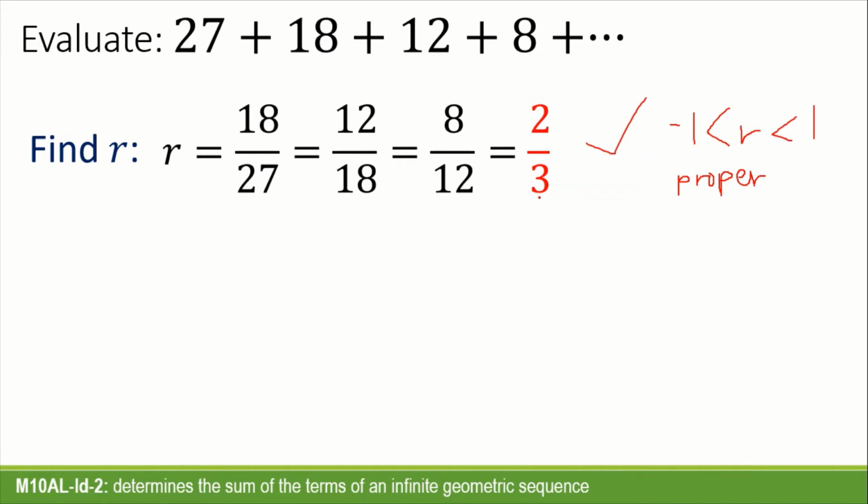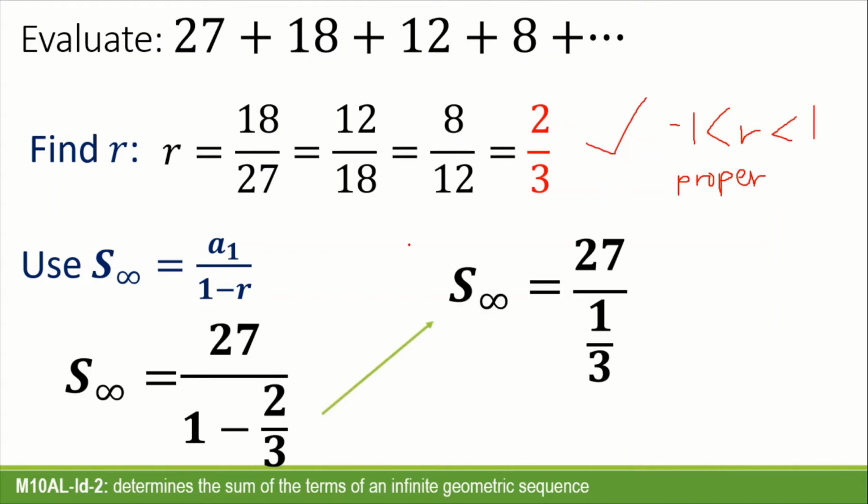Now, since ang common ratio nitong example natin ay pasok sa ating condition, pwede natin gamitin yung formula natin. We have the sum to infinity is equal to a sub 1 over 1 minus r. So, ang kailangan lang natin ay first term, and that is 27, at ang r natin na 2/3. Now, let us substitute. So, we have a sub 1, 27, yun yung nasa numerator, over 1 minus 2/3. So, we have 27 over, so 1 minus 2/3 ay 1/3.